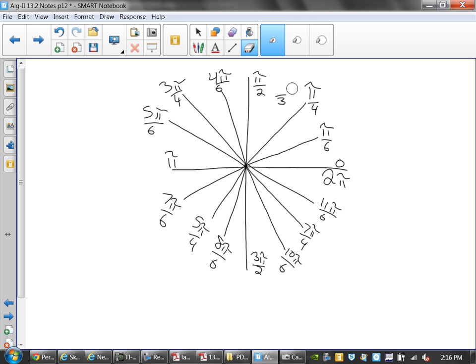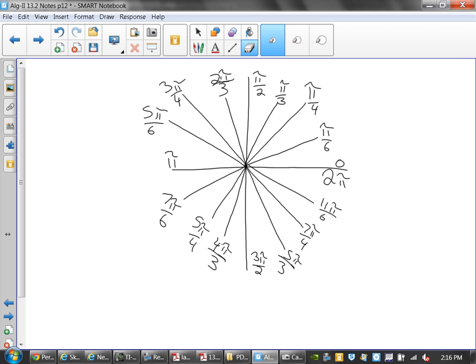1/3, so this is pi over 3. 2 pi over 3. 4 pi over 3. 5 pi over 3. So I think it was all of them, right? Yeah.